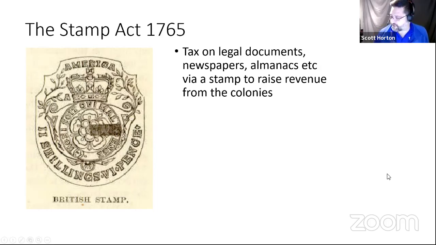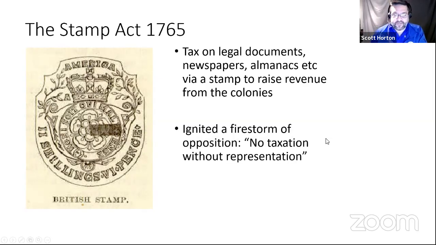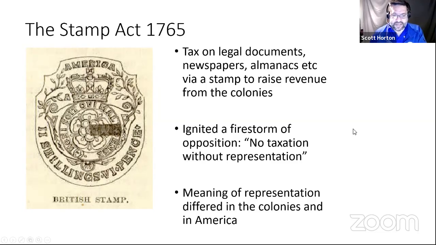So remember, the French and Indian War was expensive. The British government needs money. This is one of the ways they hope to get it, by requiring you to put a stamp on pretty much any major document. And of course, this leads to this great, well-known phrase from the American Revolution: no taxation without representation.